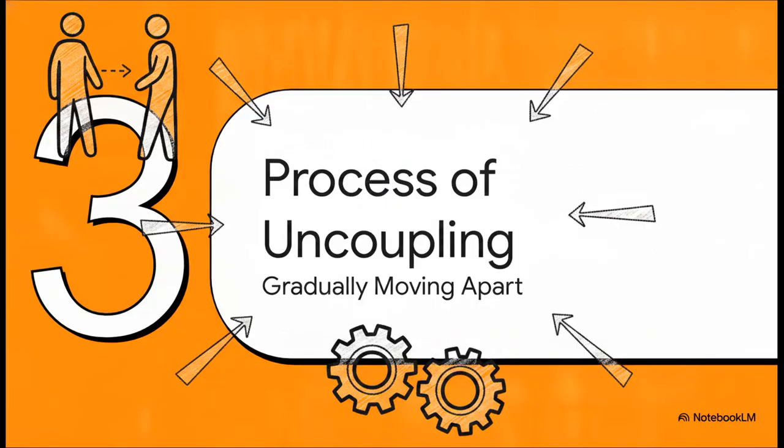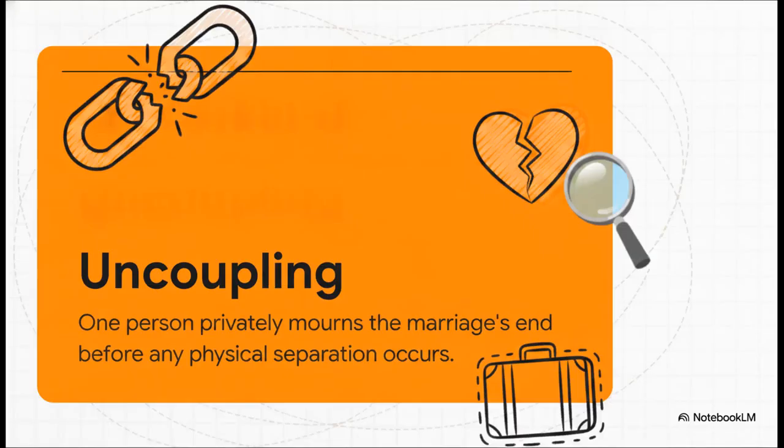Moving right along to Section 3, the process of uncoupling. This is all about how individuals gradually move apart. Zooming in even further, let's examine the actual psychological process of ending a marriage. Uncoupling is fascinating because it's largely hidden at first. It's this predictable process where one person, we call them the initiator, becomes dissatisfied.